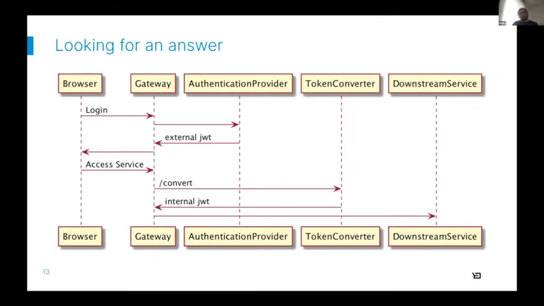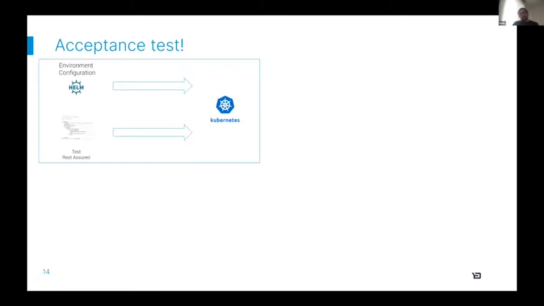So let's have a look at the first version of those acceptance tests. What we found is that this is the configuration for our acceptance test. We have something really simple. We have a Helm file, and with the Helm file and that configuration, we just deploy an environment there. And once the environment is up and running, we just run our tests. Those tests were running with REST Assured and HTTP calls to that environment, and that's it.